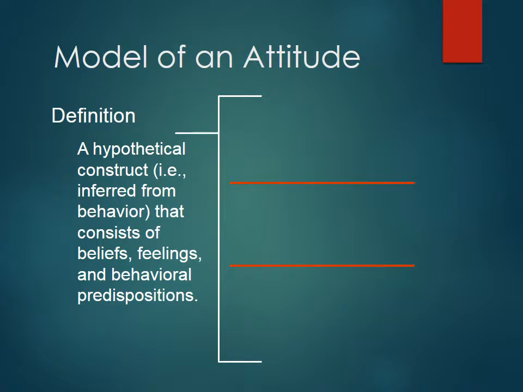As it says here, it's a hypothetical construct. In other words, it's not something that you can see. It's not tangible. We infer people's attitudes from their behaviors. This hypothetical construct consists of three things: beliefs, feelings, and behavioral predispositions.